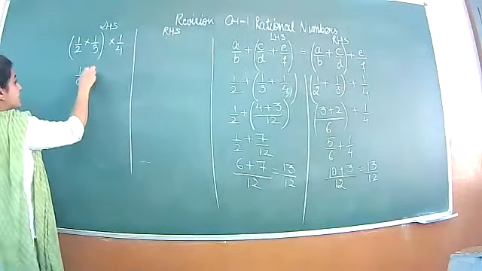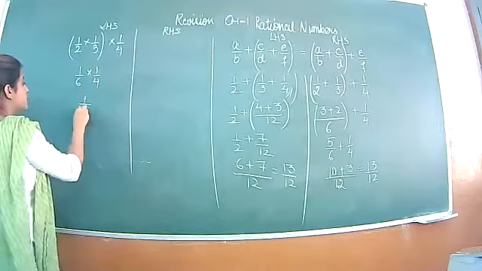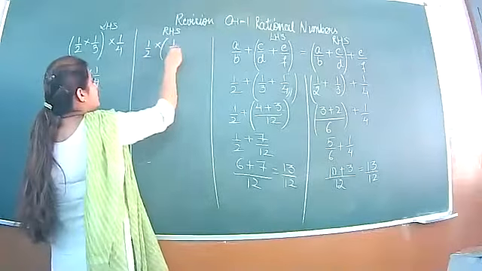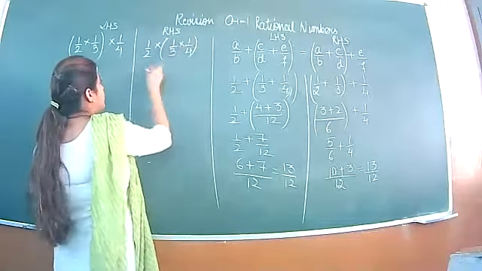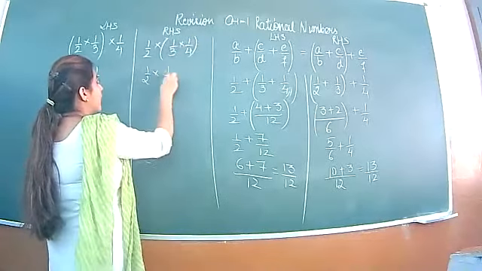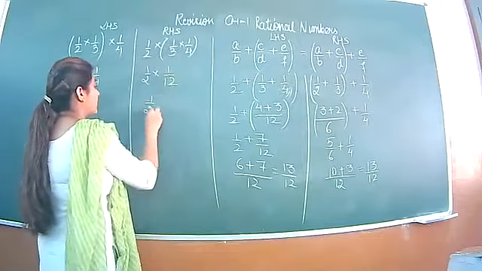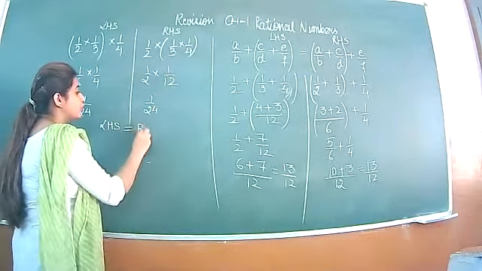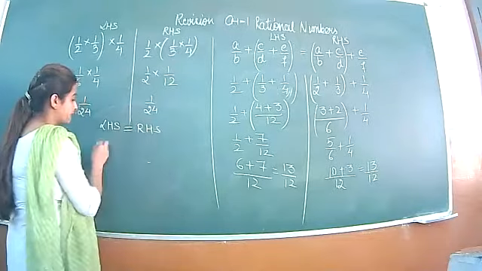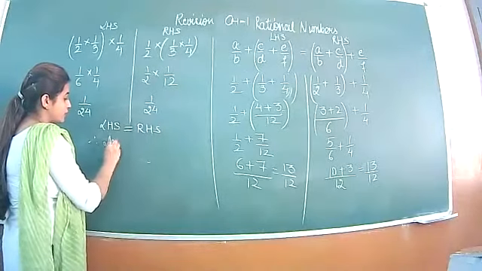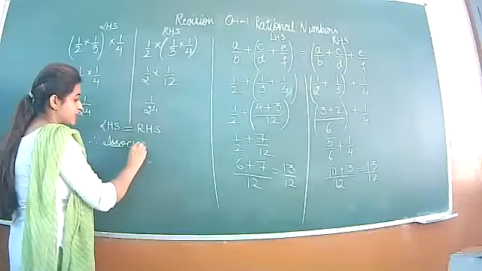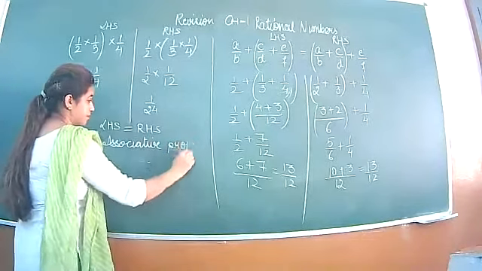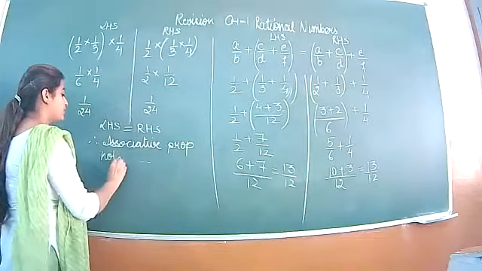One by 6 into 1 by 4, that is 1 by 20. 1 by 2 into 1 by 3 into 1 by 4, 1 by 2 into 1 by 12, that is 1 by 24. So left hand side is equal to right hand side. Therefore, associative property holds for multiplication.